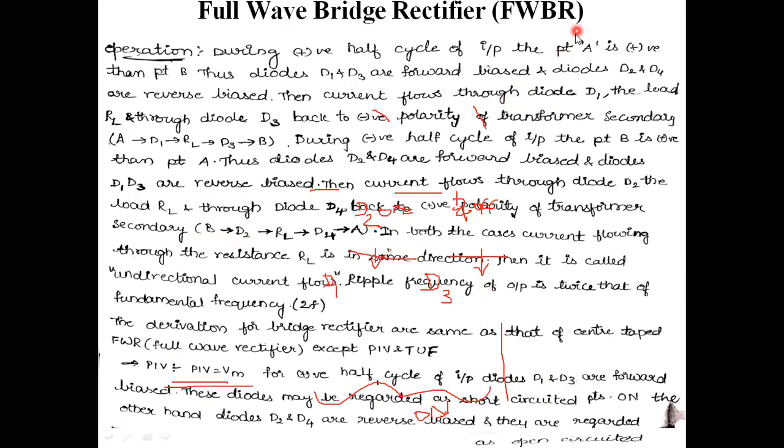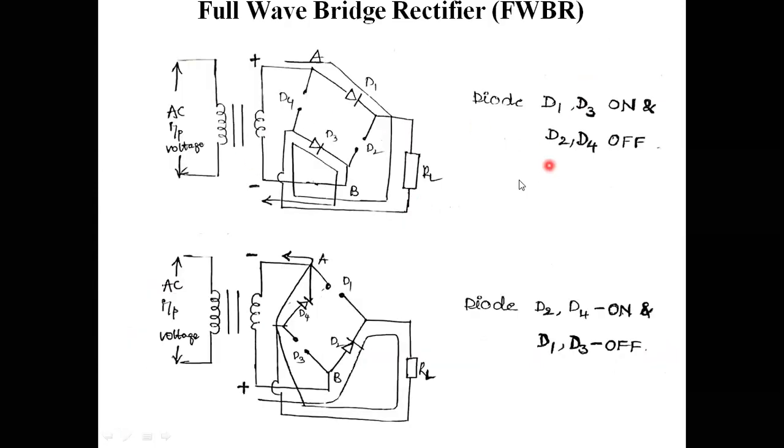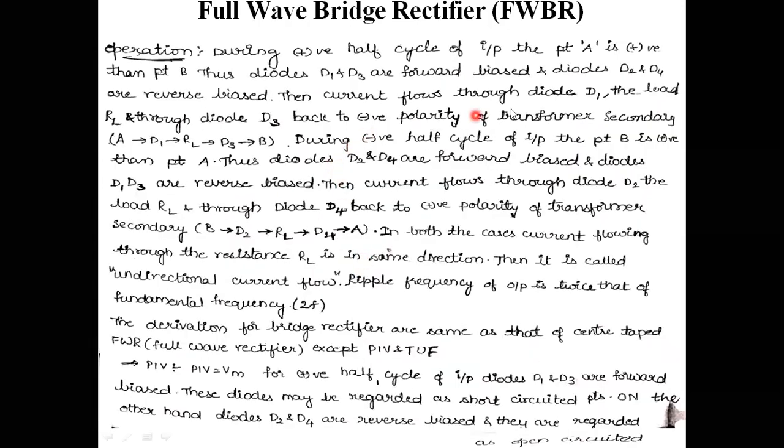Next we will see the theoretical part. During the positive half cycle, input point A is positive compared to point B. Thus diodes D1 and D3 are forward biased and diodes D2 and D4 are reverse biased. Whatever notation is given here is explained in the theoretical part. Diodes D1 and D3 are in on position and D2 and D4 are in off position. Point A is more positive than point B.